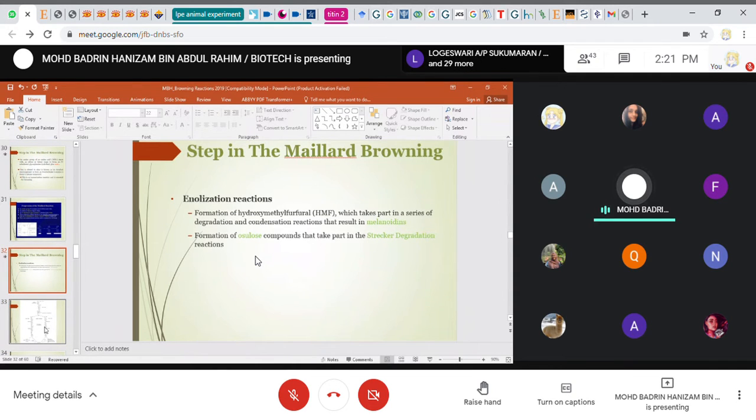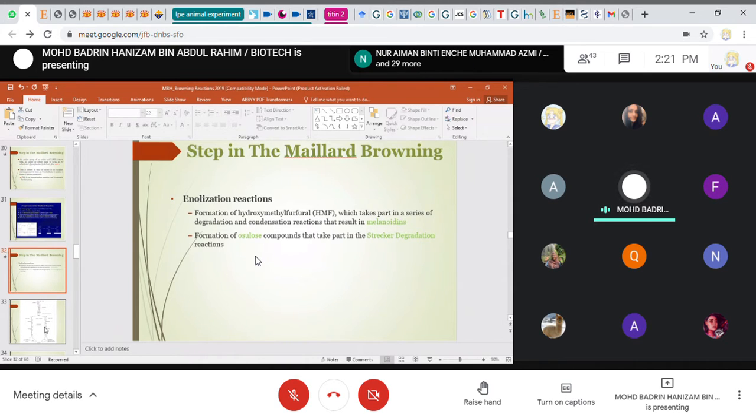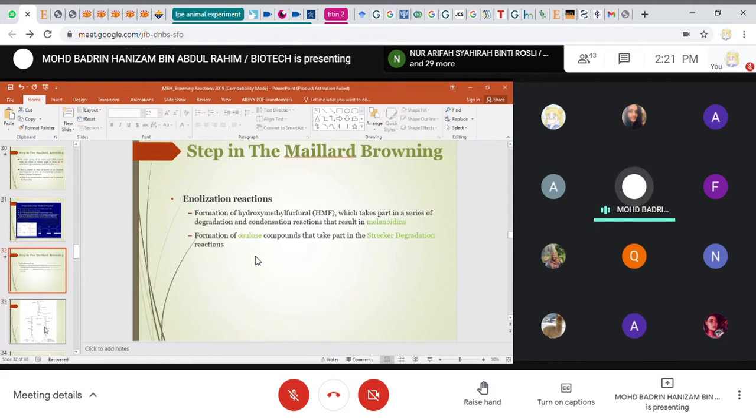So the steps in the Maillard reaction, and then cyclization reaction, formation of hydroxymethylfurfural, HMFs, which take place in a series of degradation and condensation reactions that result in melanoidin. So after the Amadori rearrangement, the next step is cyclization. This cyclization is just a general reaction. In this cyclization, there's a series of degradation and condensation that, at the end of the day, will produce melanoidin.